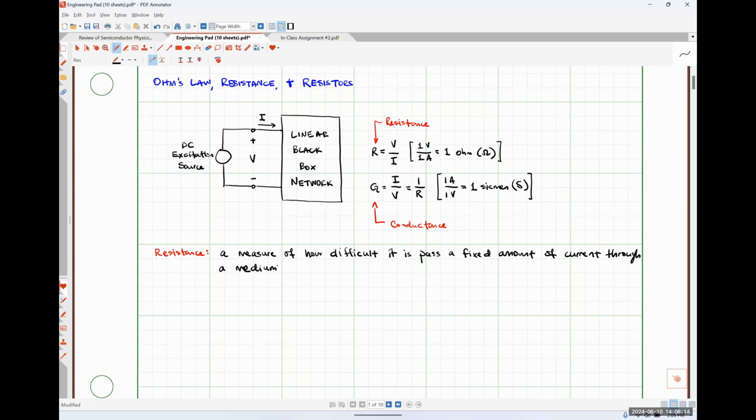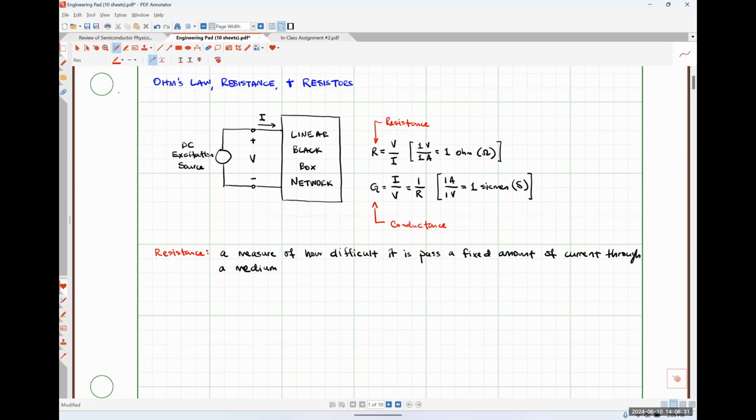So for a medium with a large resistance, it means it takes a lot of work to pass current through it. And for a medium with a small resistance, it takes a little amount of work to pass current through it.